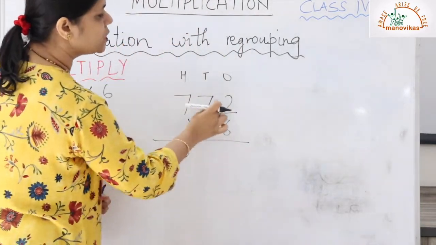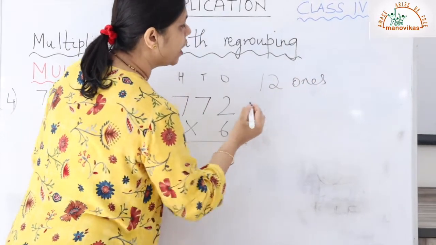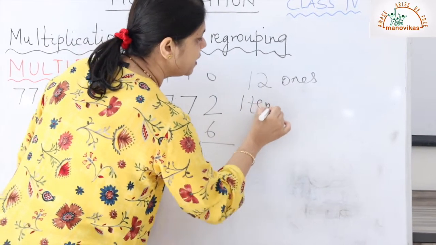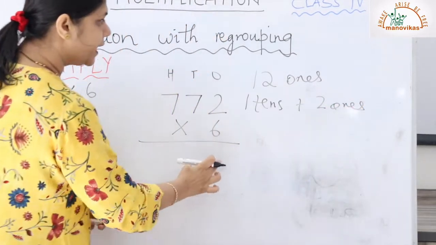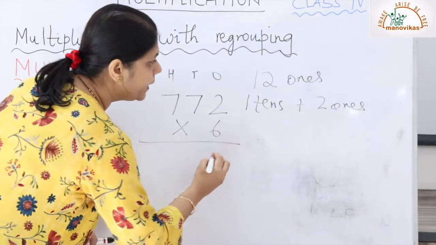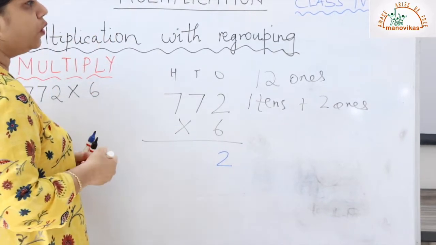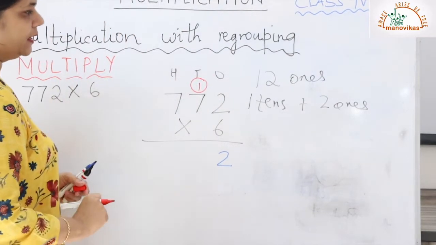Okay, now 6 twos is how much? 12 ones, correct? So that is how much now, children? You should be able to tell me. 1 tens plus 2 ones, correct? Now what will come here in the ones place? Tell me quickly. 2, yes. And what will you carry over? You will carry over 1 in the tens place, correct?